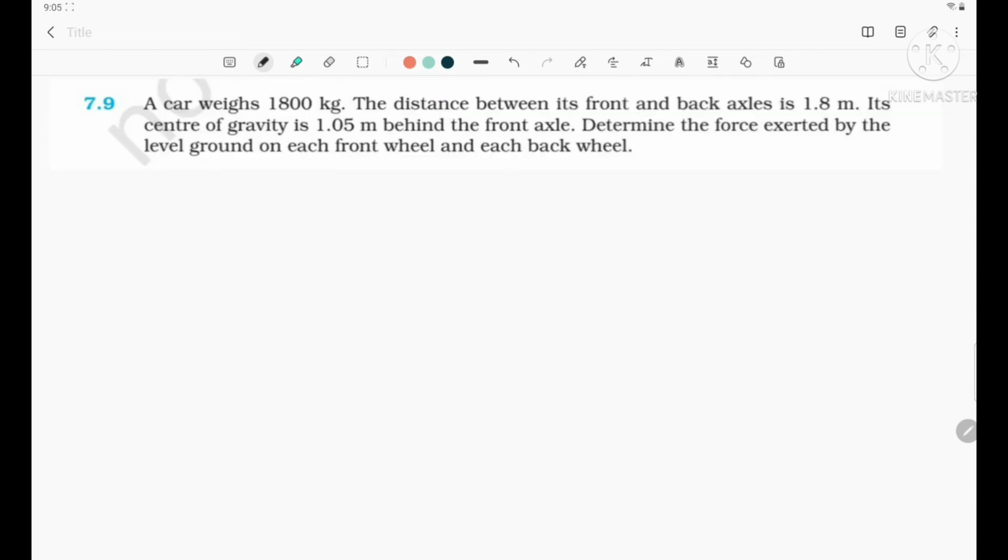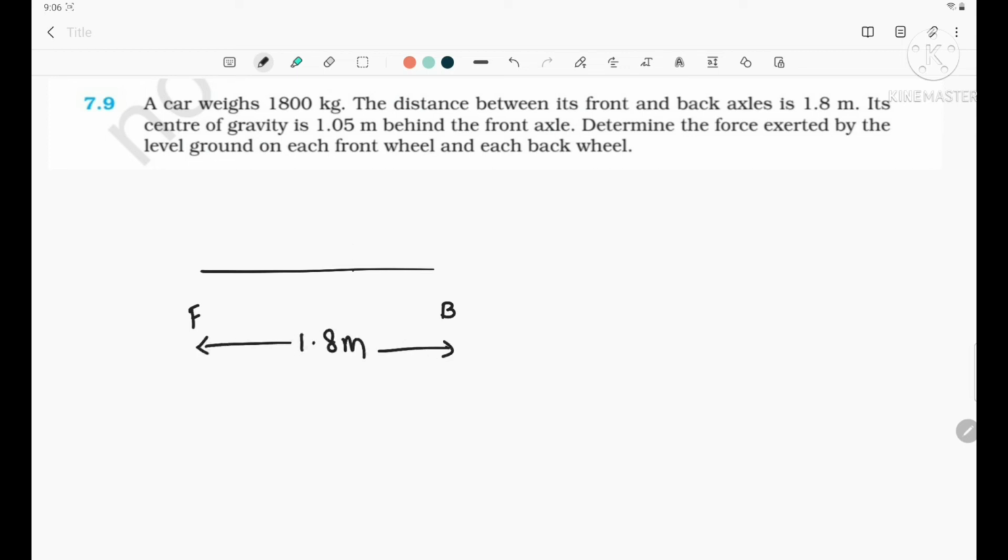Next question. A car weighs 1800 kilogram. The distance between its front and back axles is 1.8 meter. Its center of gravity is 1.05 meter behind the front axle. Determine the force exerted by the level ground on each front wheel and each back wheel. Let us consider a car, and let us say this is the front side and this is the back side. The distance between the front and back is given as 1.8 meter.